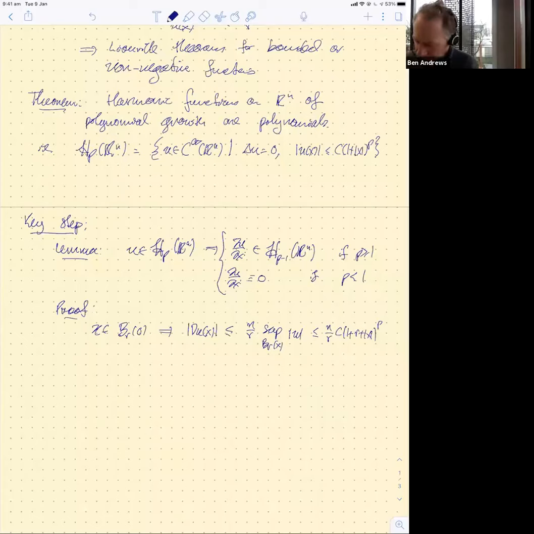Now if I choose mod x equals r, so r equals mod x, then that says that the gradient of u at x, and in particular each of the partial derivatives, is bounded by n over r times c times 1 plus 2r to the p. And so as long as r is bigger than 1, this is bounded by some constant times 1 plus r to the p minus 1. So that's enough to show that it's in this HP minus 1 space.